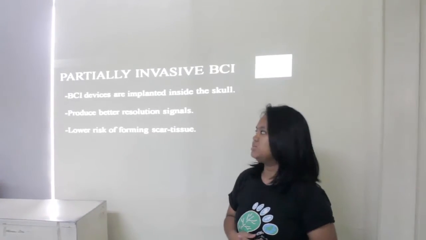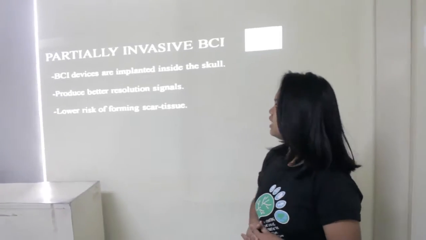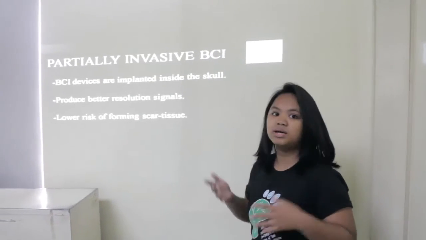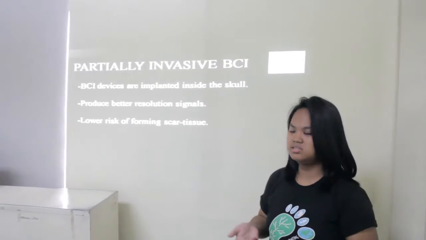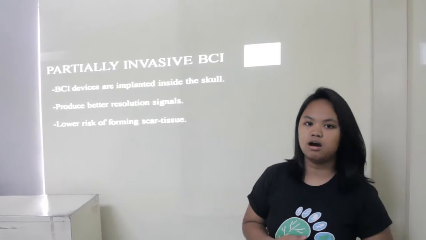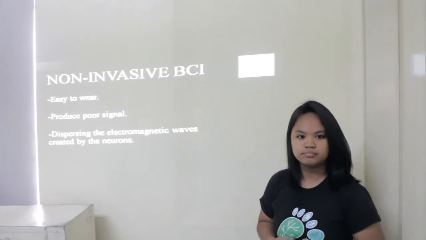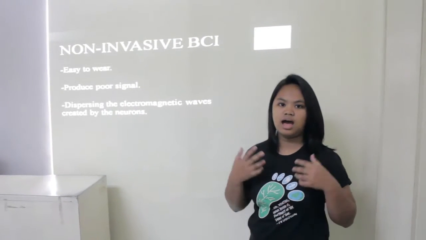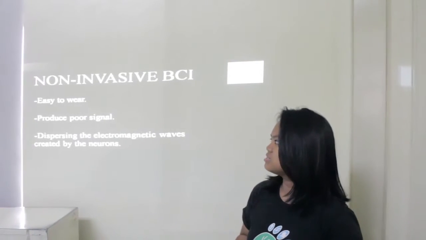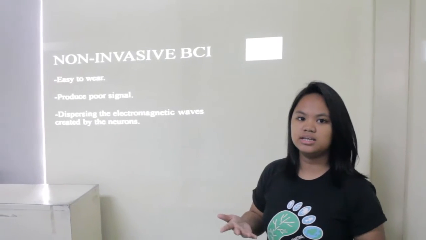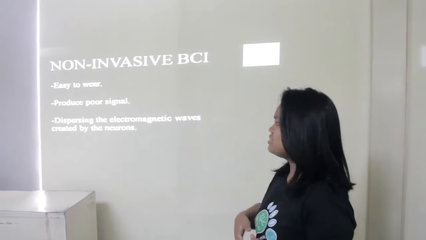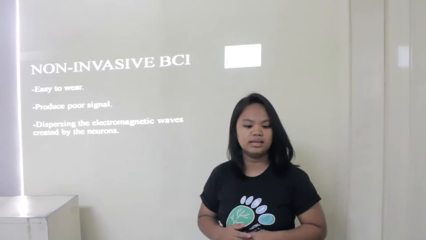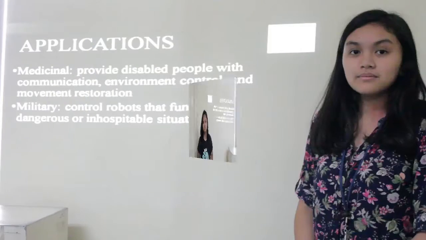Next is the partially invasive BCI. The partially invasive BCI devices are implanted in the skull. It can produce better signals, but not necessarily better than the invasive BCI. It has a lower risk of having scar tissue. The last one is the non-invasive BCI, where you just wear a device and no surgery is done. It is easy to wear, it produces poor signals and it disperses the electromagnetic waves created by the neurons.